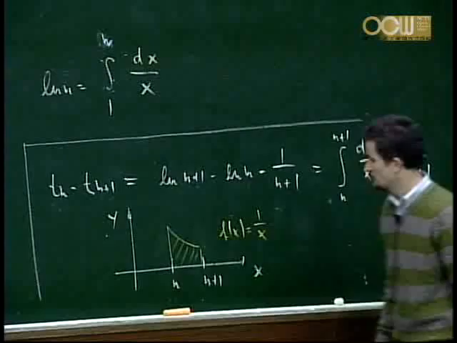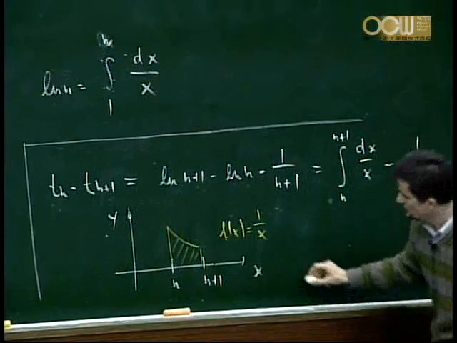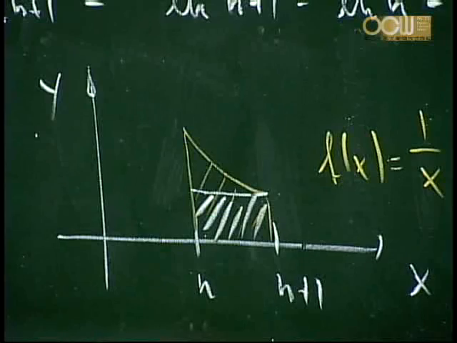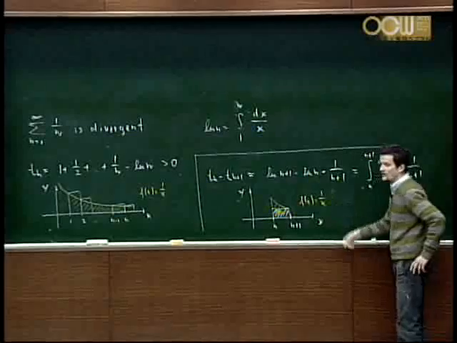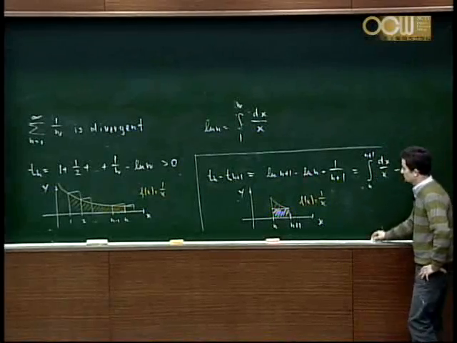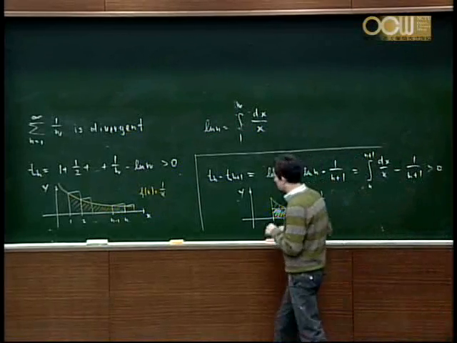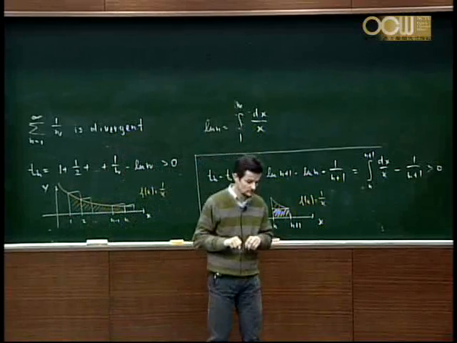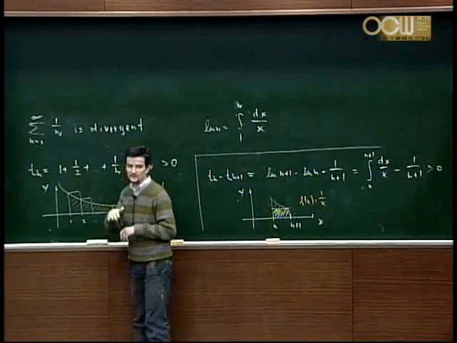Now, this here you can also interpret as an area. Namely, if you plot this rectangle, then this will be the area of the white rectangle. So you see from this picture that the yellow area will always be larger than the white area. So this will be larger than 0. Okay, so this was the first part of this exercise. You see this is in chapter 11.3, the last exercise.